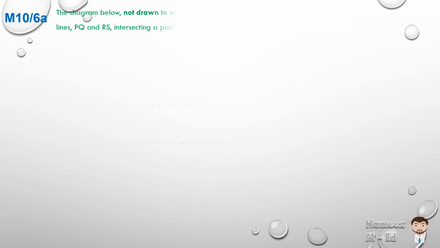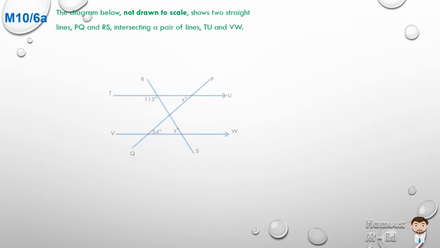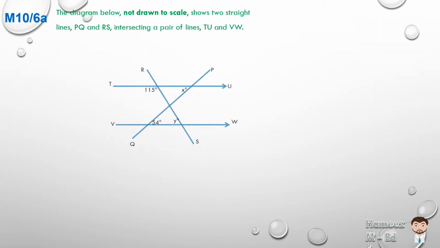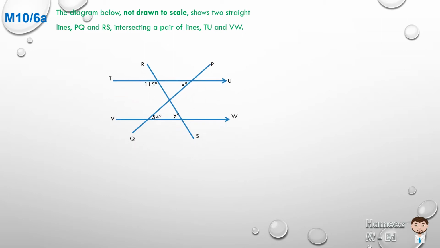May 2010, number 6a. The diagram below, not drawn to scale, shows 2 straight lines, PQ from the top right coming down to the bottom left, and RS from the top left coming down to the bottom right. They form an X, intersecting a pair of lines TU and VW, and both these lines are horizontal, and we can see they have arrows on them indicating that TU and VW are parallel.